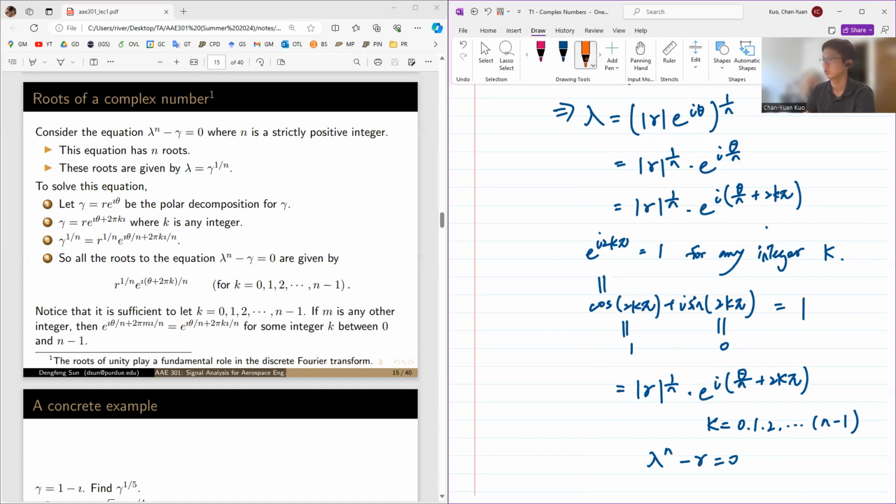So these are basically all the roots to this polynomial.